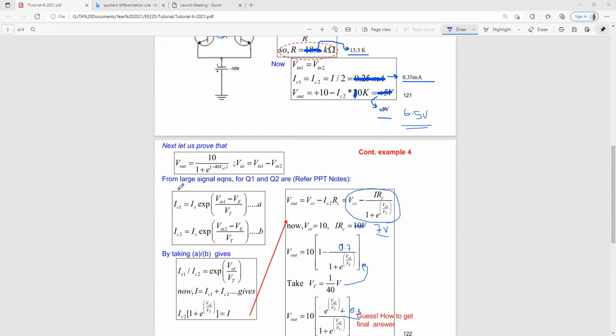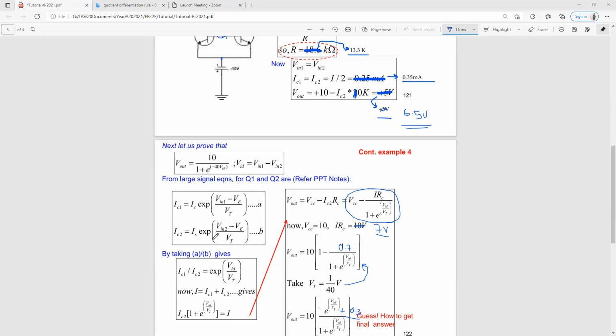So basically, we cannot solve this, so we are just deriving the V out equation. Our IC1 is equal to the saturation current multiplied by the exponential of (V in 1 minus VE) divided by VT. Similarly, our IC2 is going to be the same equation, just in place of V in 1, we'll be using V in 2.